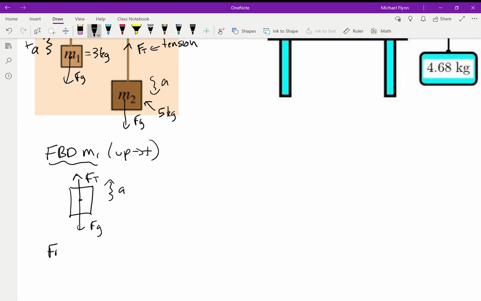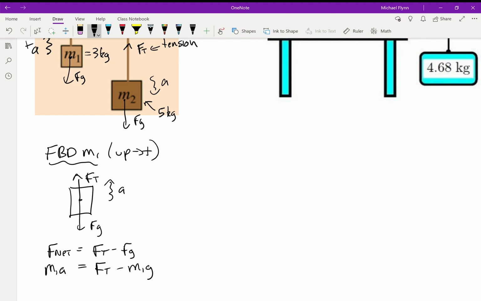Now just write an expression for the net force. The net force on mass 1 is going to be the tension force minus the force of gravity. Makes sense because tension is greater than gravity, so we treated up as positive. We subtracted gravity because it's down. And now, Newton's second law, you replace F net with ma, and you also replace Fg with mg.